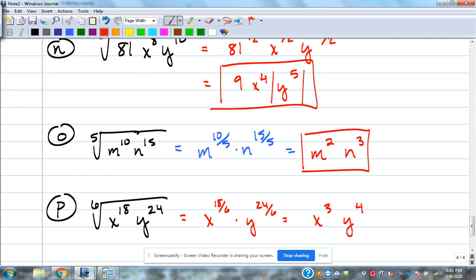Which one of those, or do both of them get the absolute value? Why just the x to the 3rd? Why not the y to the 4th? Yeah, because the 6 was even. The y to the 4th is always going to be positive because it's an even power. Even powers always come back positive. Odd powers don't. So that's where you got to be careful there. All right.